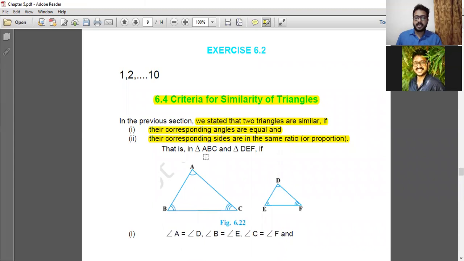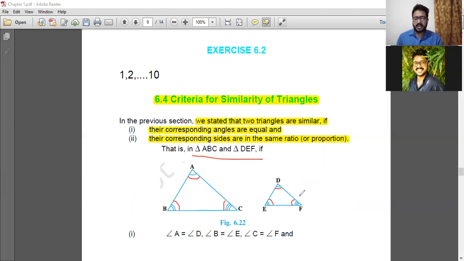Consider these two triangles. We have triangle ABC and triangle DEF. These two triangles are similar if angle A is equal to angle D, and angle B is equal to angle E, the corresponding angles. Next, angle C should be equal to angle F.